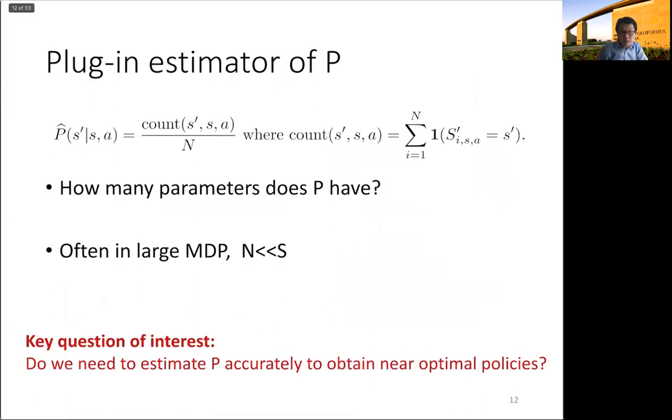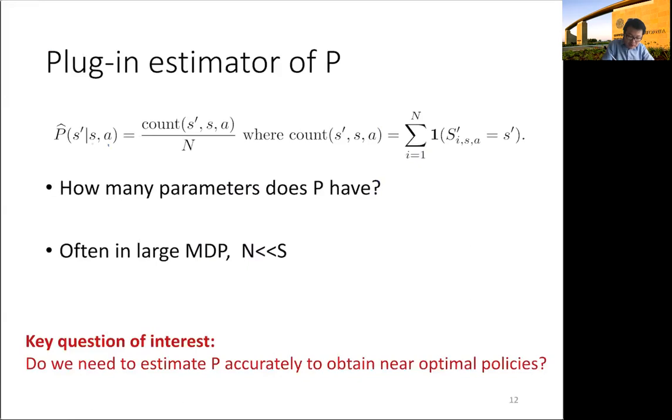Okay, so how are we going to use these samples that we collect? The idea is to simply plug in, right? This is a maximum likelihood estimator for the transition kernel. For every state action pair, we can estimate the probability of transition into S prime by counting the number of times S prime, S, A triplets appear in the entire data set.